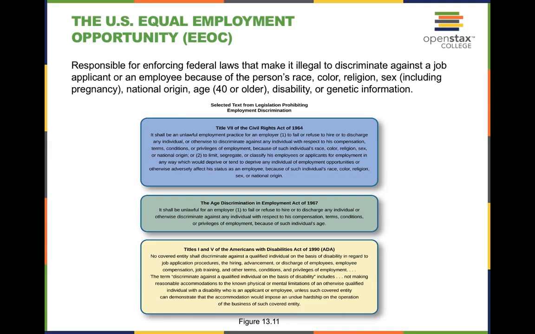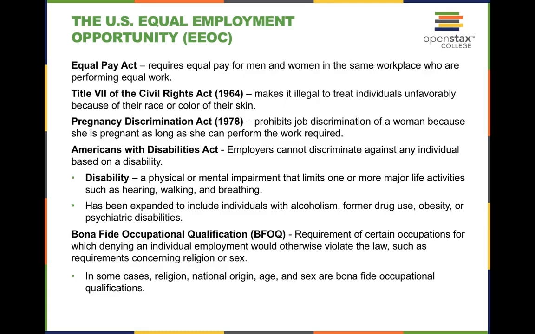And I encourage you to pause the video and take a look at Title VII of the Civil Rights Act of 1964, the Age Discrimination in Employment Act of 1967, as well as Titles I and V of the Americans with Disabilities Act of 1990, aka ADA. Now, as a quick summary, I do want to go through a few of these that are covered for you. The Equal Pay Act requires equal pay for men and women in the same workplace who are performing equal work. So you cannot discriminate for pay based on one's gender.